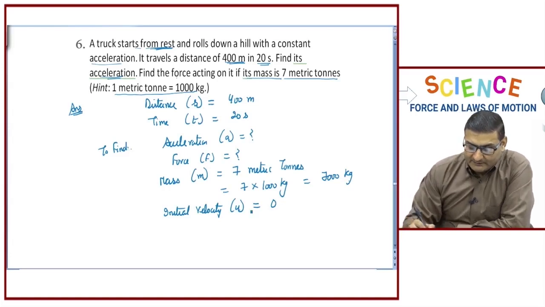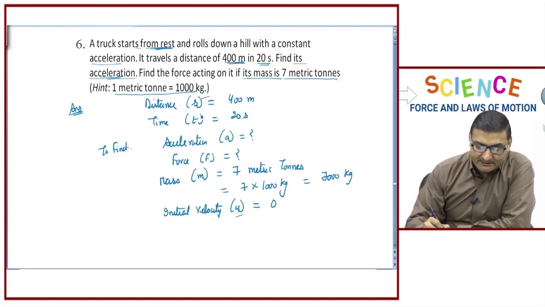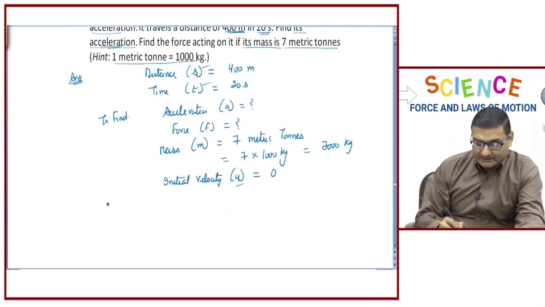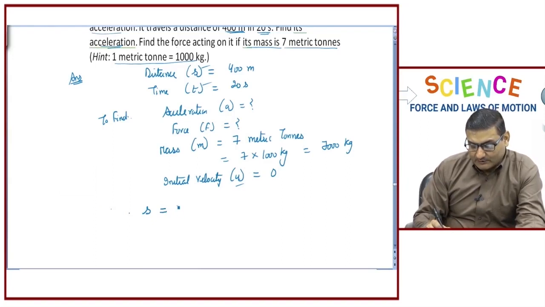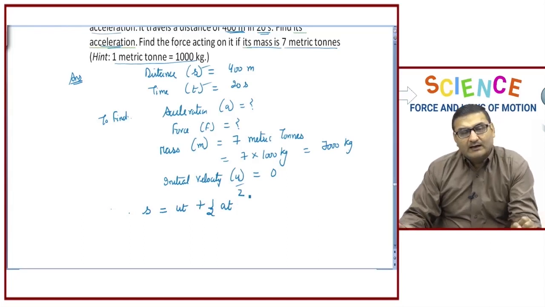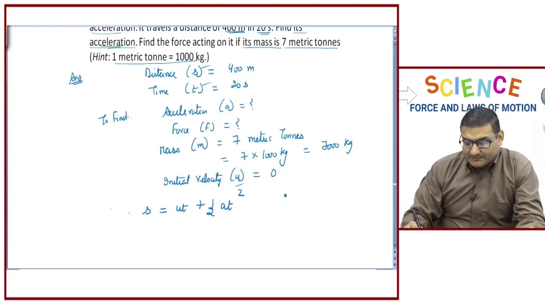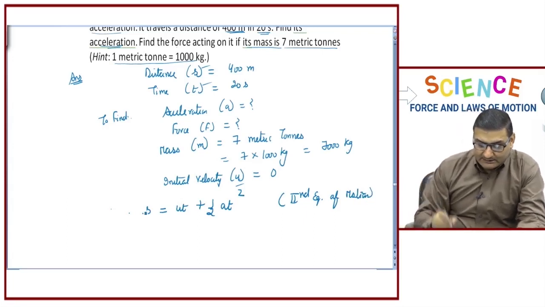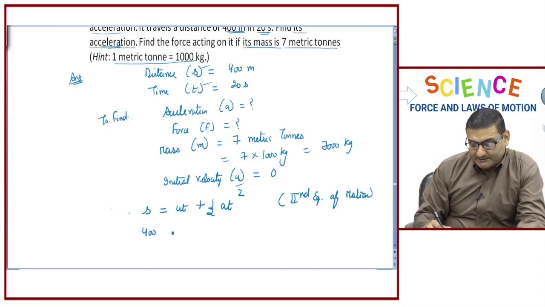Now we are provided with the initial velocity, the distance traveled and the time. So if I need to calculate the acceleration from here, I can calculate it by using the equation of motion, and that equation of motion is s = ut + ½at². This is because of the second equation of motion, which states that s = ut + ½at². The distance given to us is 400 meters.